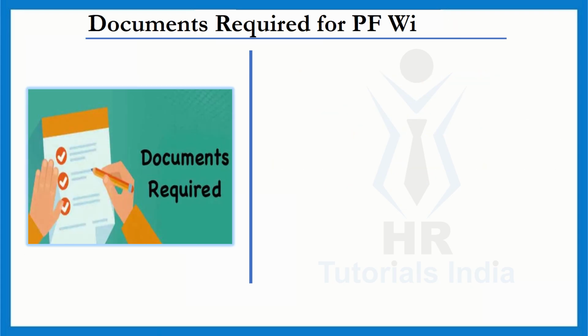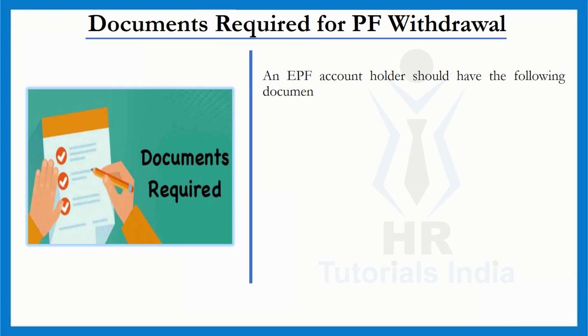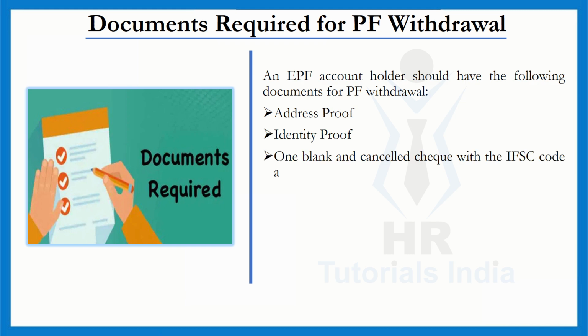Let's now look at the documents required for PF withdrawal under EPFO 3.0. To successfully withdraw your PF amount, you must make sure that you have the following documents ready: a valid address proof, a valid identity proof, one blank and cancelled cheque that clearly shows your bank account number and IFSC code, and of course your UAN, that is Universal Account Number. Having these documents in place will make your PF withdrawal process quick, smooth, and completely hassle-free.